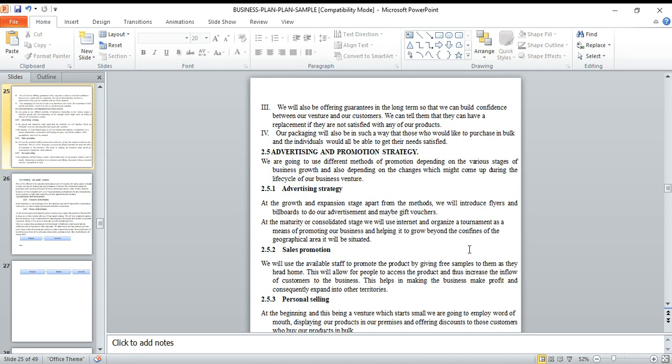Sales promotion, you can see under sales promotion, we will use the available staff to promote the products by giving free samples to them as they head on. This will allow people to access the product and thus increase the inflow of customers to the business. Then personal selling. At the beginning, this being a venture which starts small, we are going to employ word of mouth, displaying our products in our premises and offering discounts to those customers who buy our products in bulk. You see?